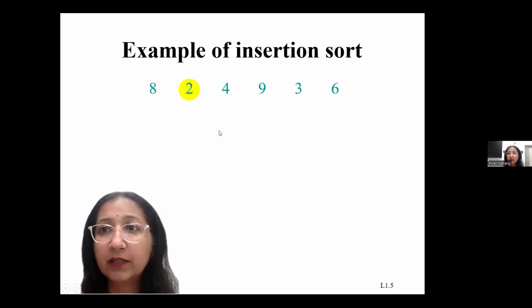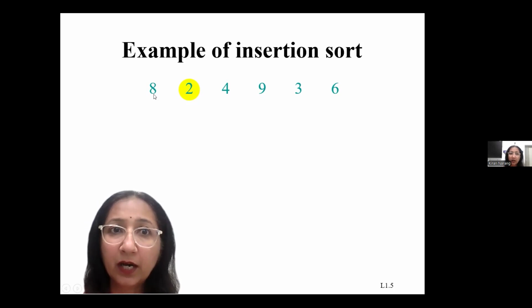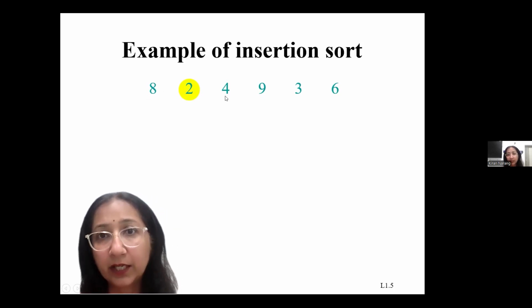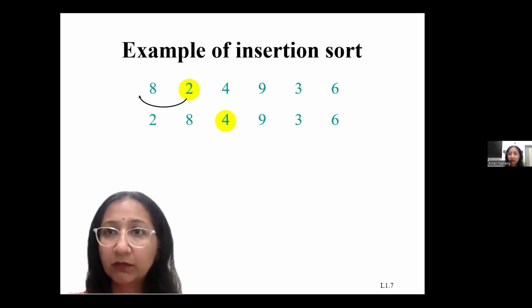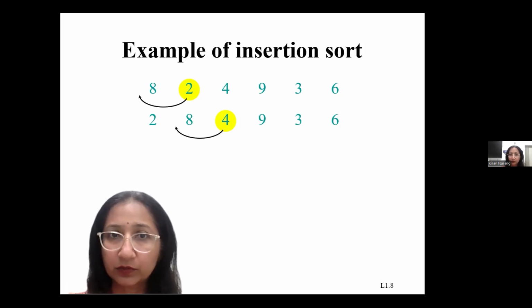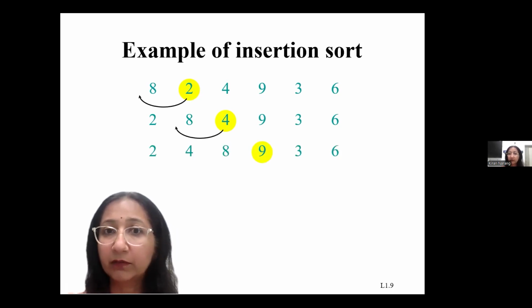An easy way to understand insertion sort is to compare it with card playing. When we play cards, we assume that the first card is in its sorted place. We start from the second card, compare it with the first card. If it is less, we swap it to the first position. We take the next card and find the correct position for it. Here you can see that we have swapped 2 to the first position. Next comes 4. We compare 4 with 8 and swap it to the next position. Next number is 9. We compare it with 8. It is already in its correct position.